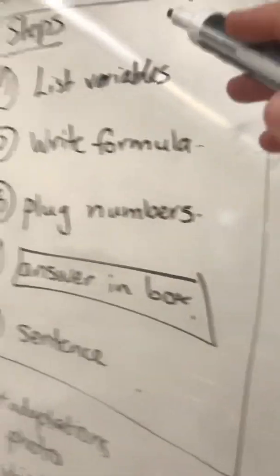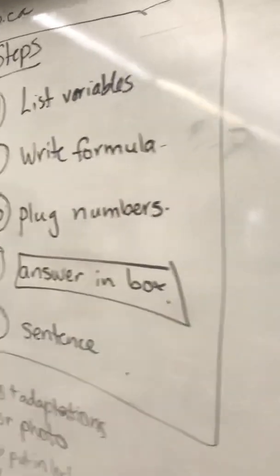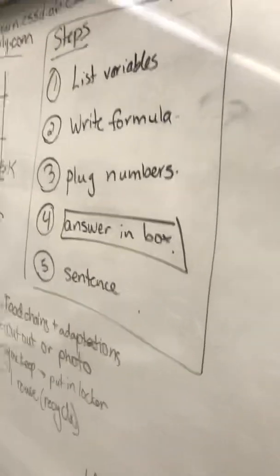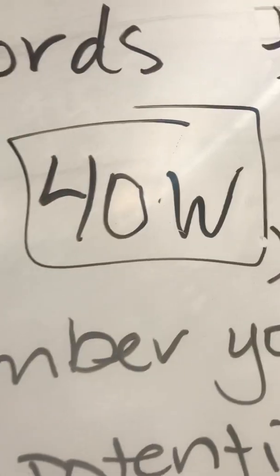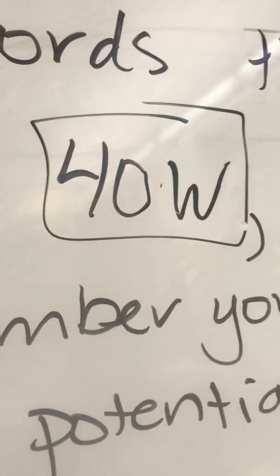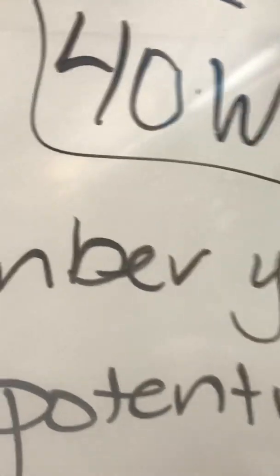So the first step says list your variables. And kids always say, what's a variable? It's the part that you change in the question. So the power, the voltage. So we're looking for some numbers. We've got one right there. 40 watts, and we're not sure what it's measured in. What? I don't know. Watts, huh?